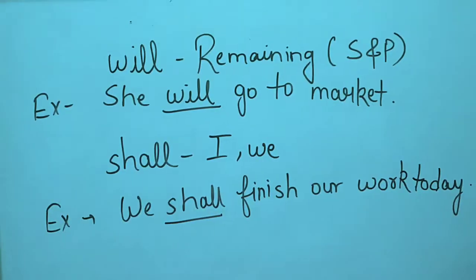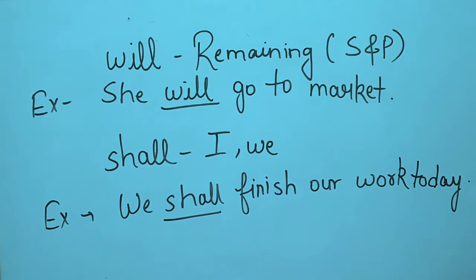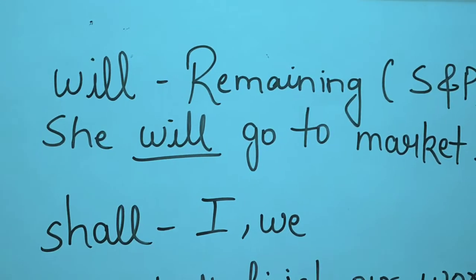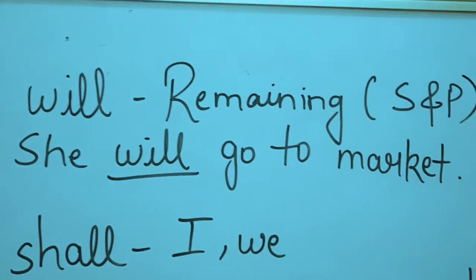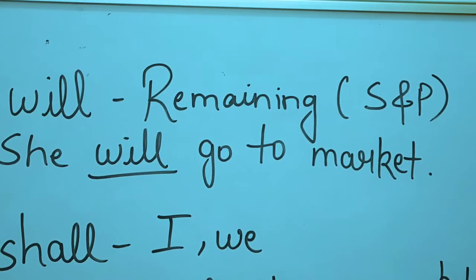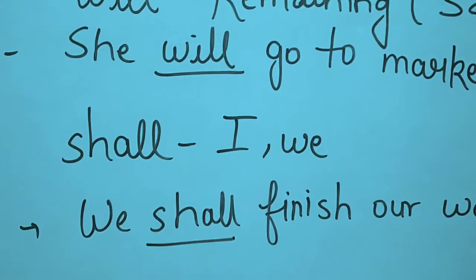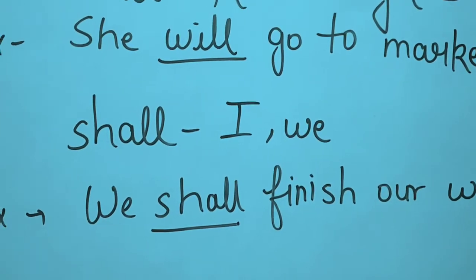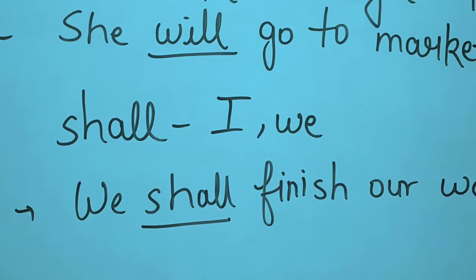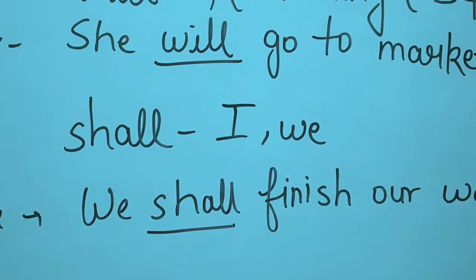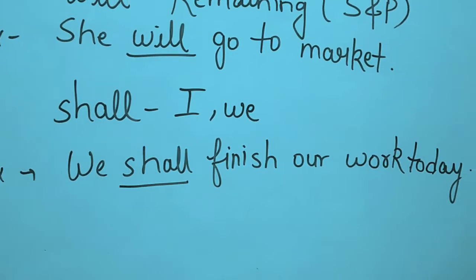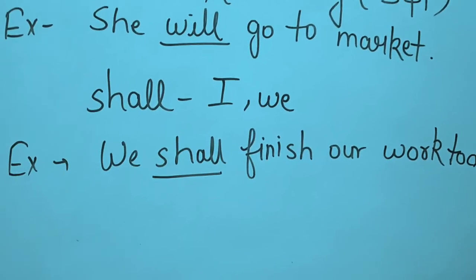Now last, that is will and shall. See, where we are going to use will, basically it is used in future tense. Shall is the same: will and shall both come in future tense. With the words I and we, shall is used. Example: you can see that we shall finish our work today. We should finish our work today.